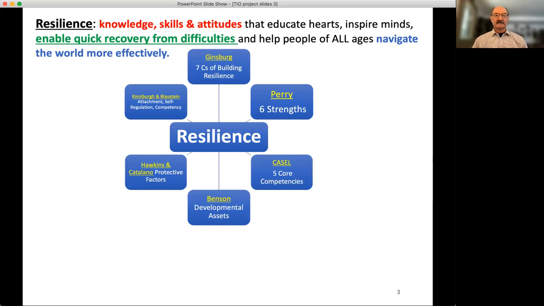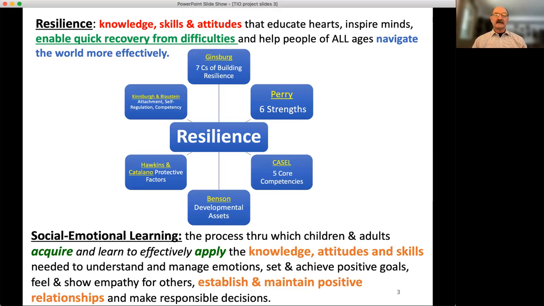In looking at resilience, there are a variety of frameworks that have been popular, some for a long time, that are all credible that you might be interested in taking a look at. When you get the slides, all of these are hot linked and you can explore on your own. But the essence of what you'll find are some things around social emotional learning. And again, the short version of social emotional learning, like we did with resilience, is that it's the process through which we acquire and learn to apply those knowledge and skills and attitudes that help us establish positive relationships and do all the other things that are listed on this slide.